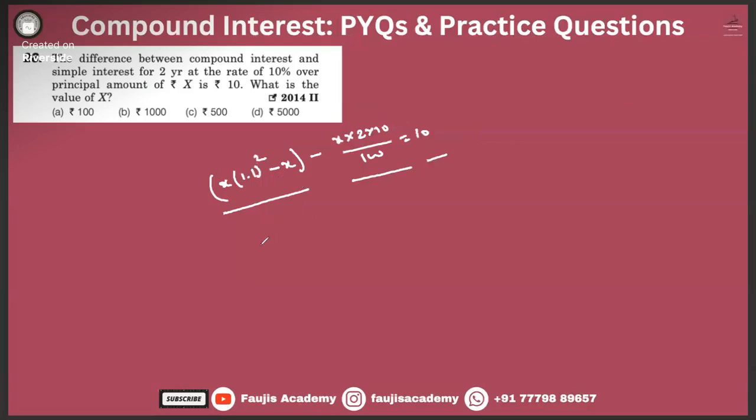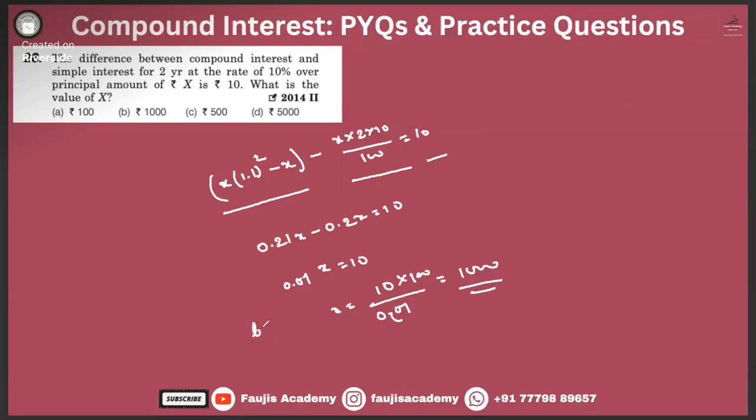This much is how much? 1.21X minus X. That means 0.21X minus 0.2X is equal to 10. That means 0.01X is equal to 10. That means X is equal to 10 divided by 0.01, into 100. What is the answer? 1000, sir.